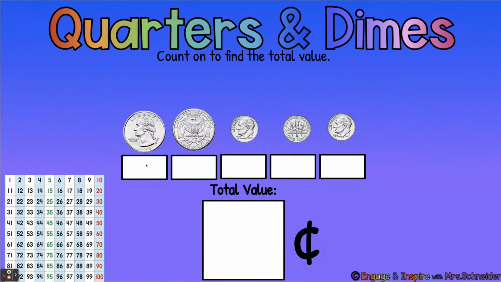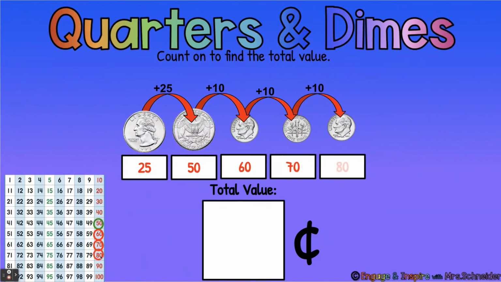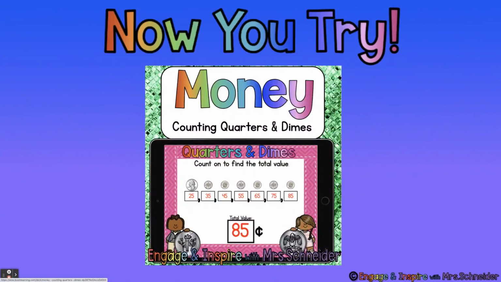Let's try this one. 1/4 is 25. 2/4 is 50. Let's put our finger on the 50. We're going to add 10, 60, add another 10, 70, add another 10, 80. This total value is 80 cents.